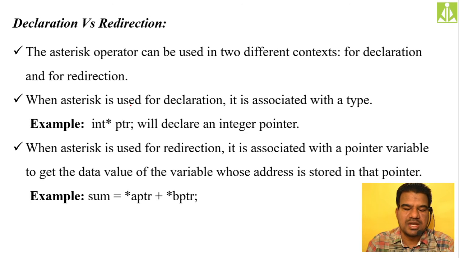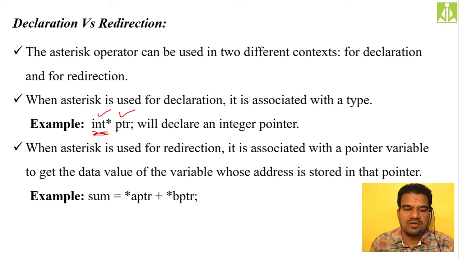Then declaration versus redirection, because for declaration as well as for redirection we are using the same operator, that is asterisk operator, isn't it? Same symbol, what I mean to say, that is asterisk symbol. You need to be cautious when you are doing the declaration and when you are doing the redirection. So in declaration what we do generally, suffix the asterisks, that is nothing but the star operator after the type name. So this is declaration int star ptr. Now this ptr will become a pointer of type integer. So this is how we declare the pointer.